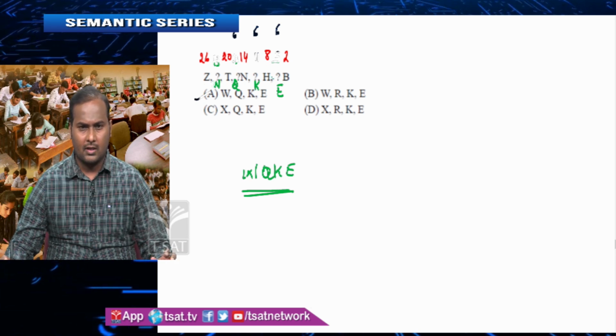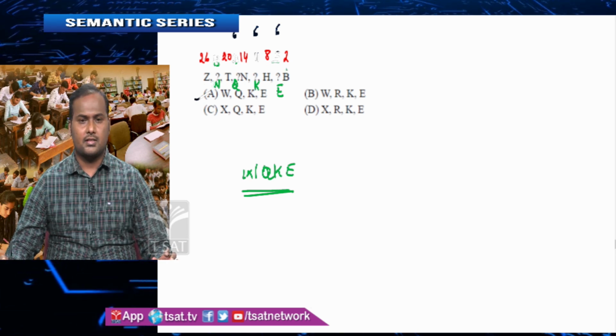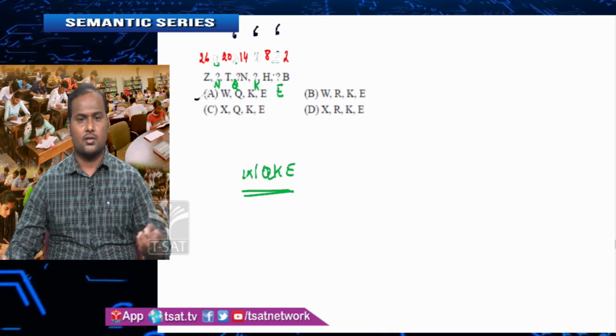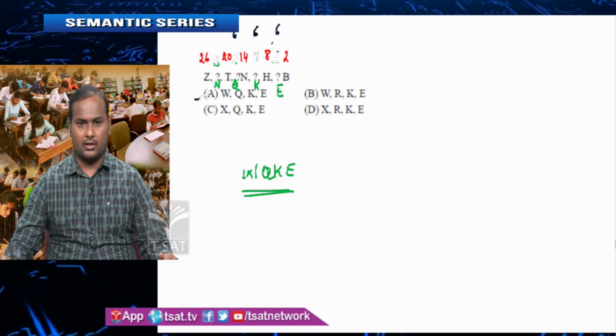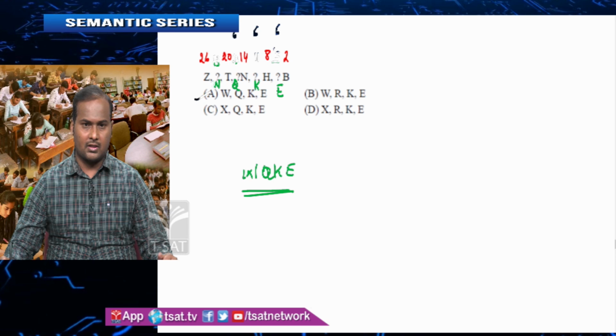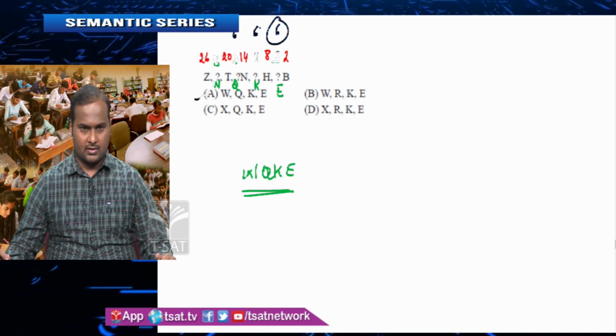Here a question mark is given in between. So generally it is increasing by 6, 6, 6. So generally we will take the center letter, that is 2 plus 3 is 5, 5 plus 3 is 8. Total it will become 6.